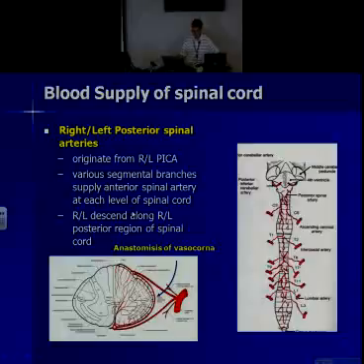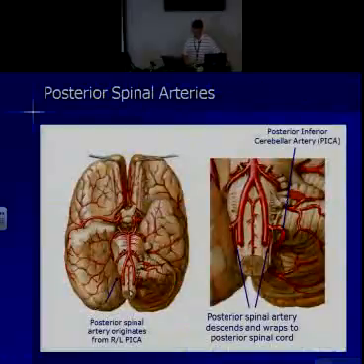On the back side, as I said, there's a right and a left posterior spinal artery that runs up and down this cord, and it's basically supplying those posterior columns and a little bit in between, as far as the watershed area of the ventral horn or dorsal horn.